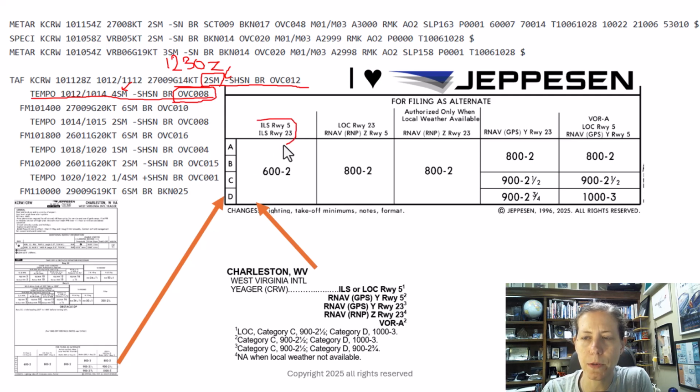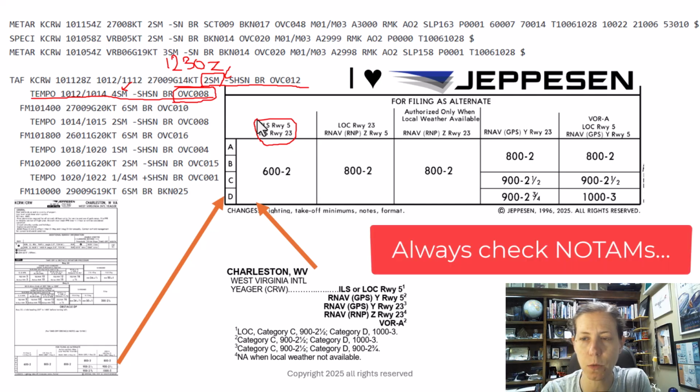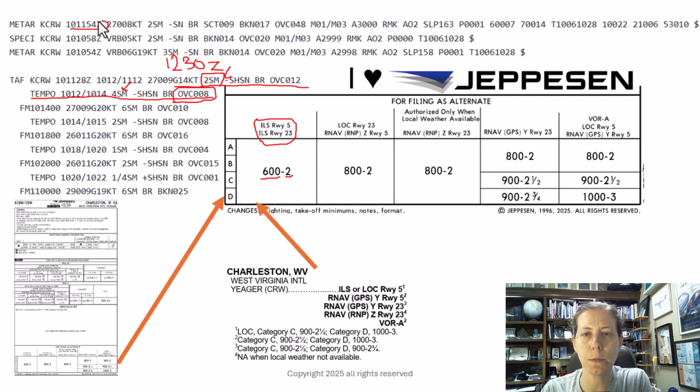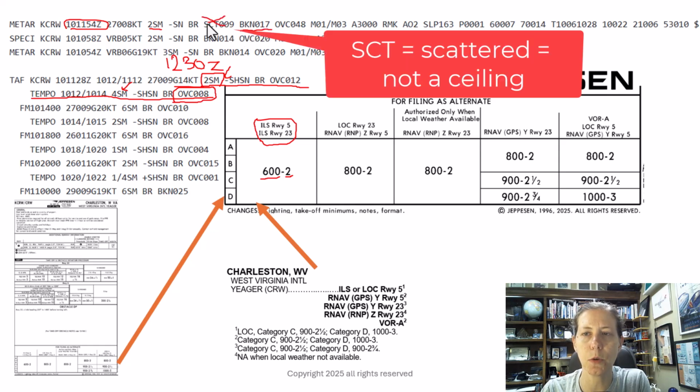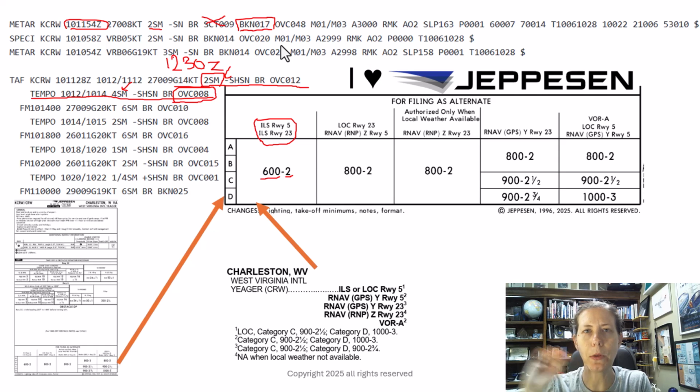And if I have the equipment to fly the ILS and the ILS is working, I still would need to look at NOTAMs and make sure it actually works. But this says I need a 600-foot ceiling and 2 miles visibility. Cool. Now, one other thing I should check is my METAR. This is the most recent one for the 12:30 time, and we've got 2 miles visibility. Check. We also have a ceiling broken at 1,700. You notice I went over the scattered layer, because scattered is not a ceiling. So we have broken clouds at 1,700. So on both of those accounts, we could use this.